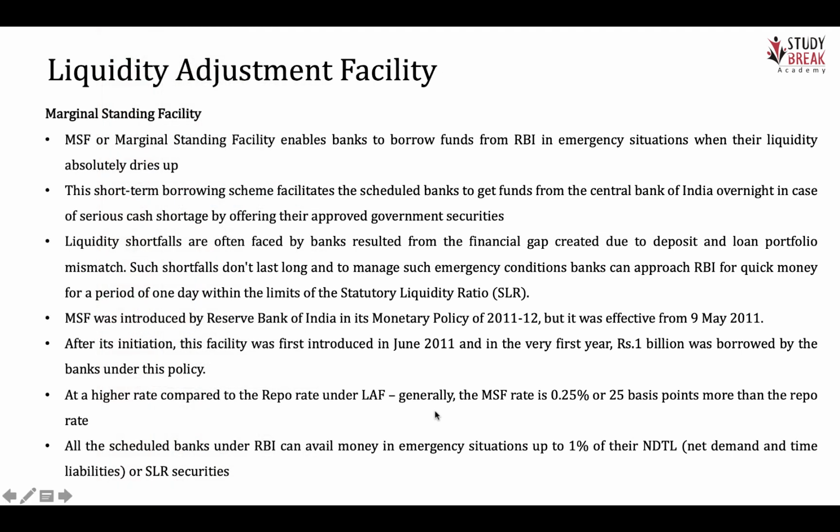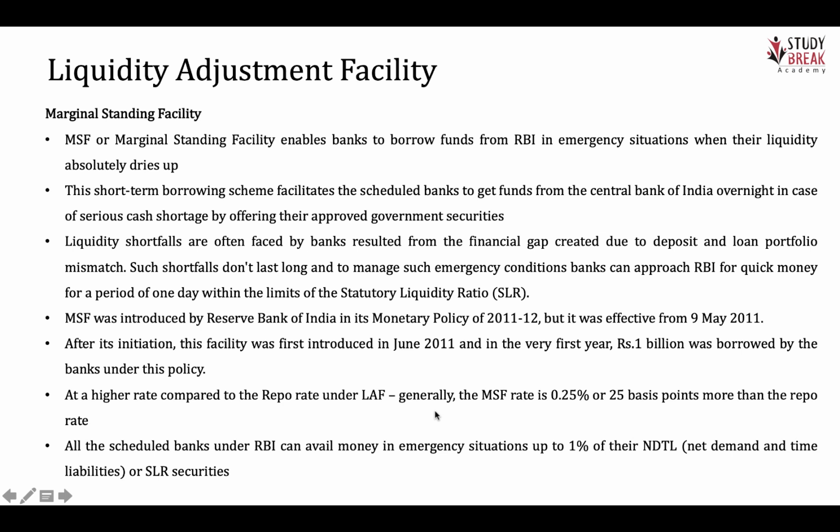Now the second thing, or the third thing in fact, that we have here is the marginal standing facility rate, which is called MSF. Marginal standing facility is the rate at which any bank can borrow money from the RBI for a short term for emergency.